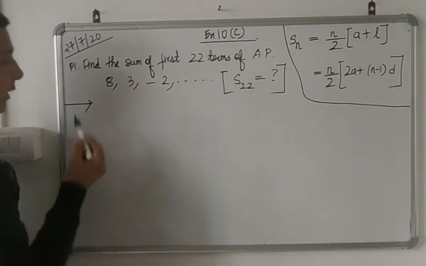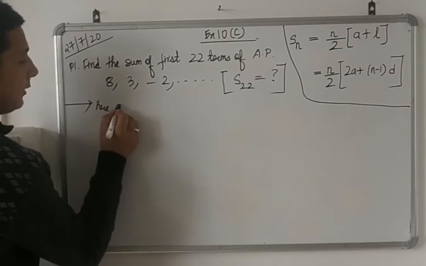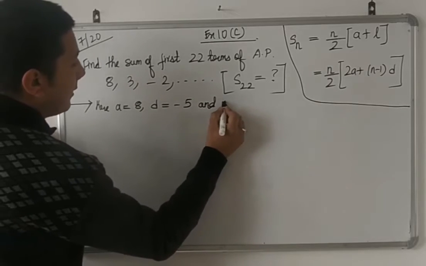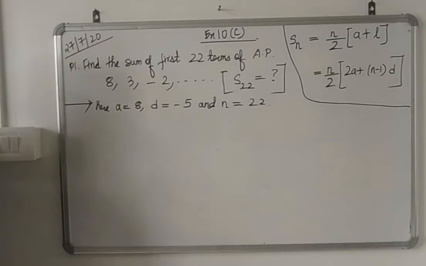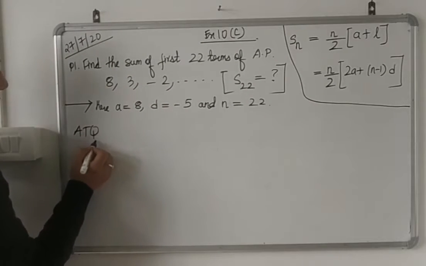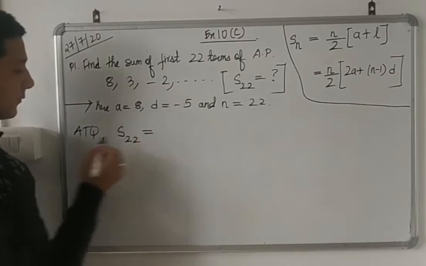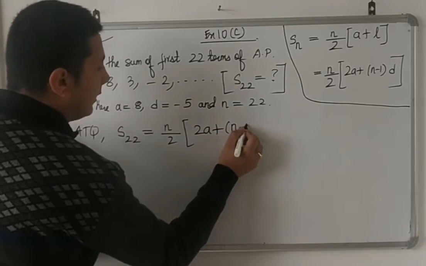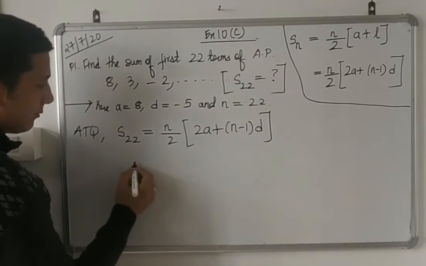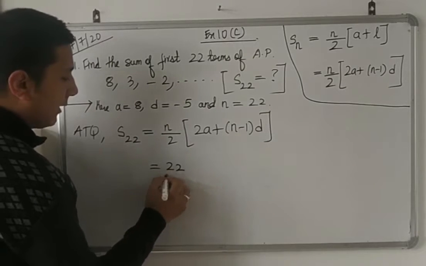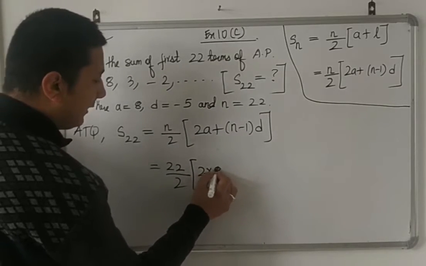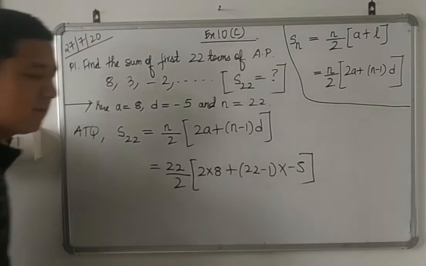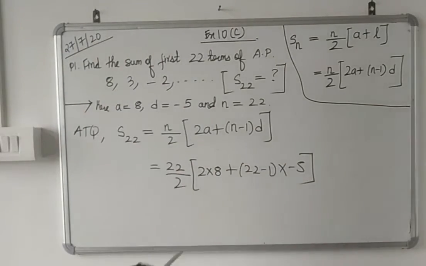So here it is already an AP. You can write down here a equals 8, d equals minus 5, and n equals 22. It goes up to 22 terms. According to the question, we are asked to find the value for S22 using the formula n by 2 (2a plus (n minus 1) into d). First I'm just writing in terms of n. What is n? 22 by 2, right? 2 into 8 plus (22 minus 1) into minus 5. Isn't it very simple? Pause the video, solve it quickly.